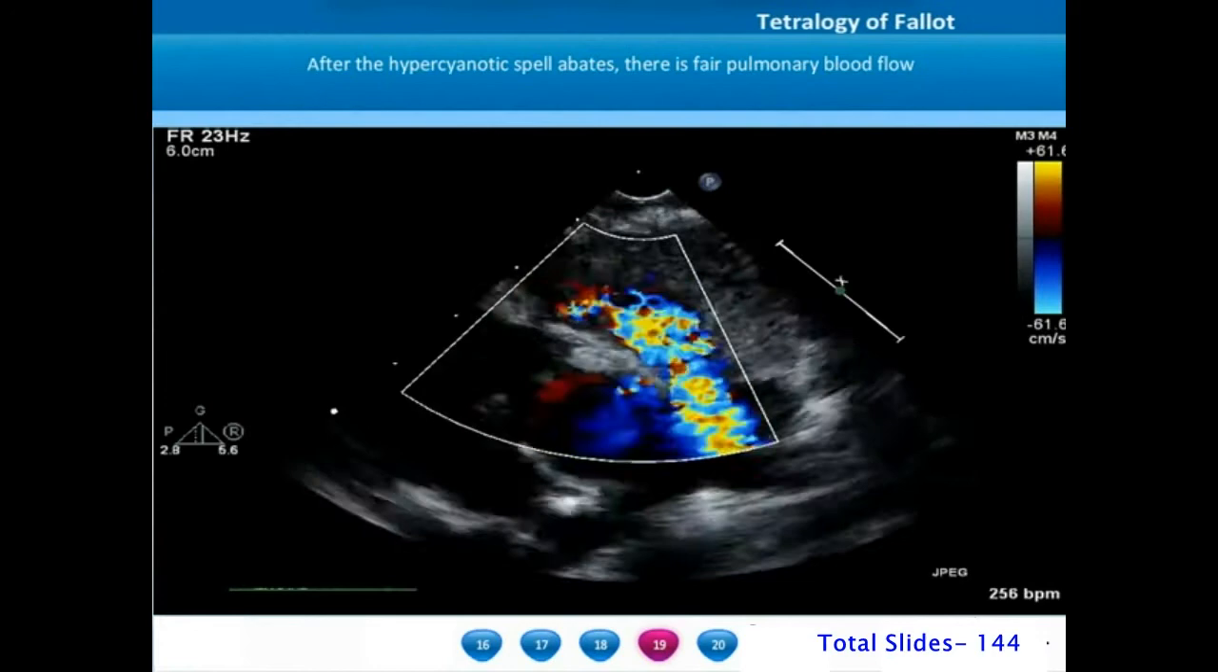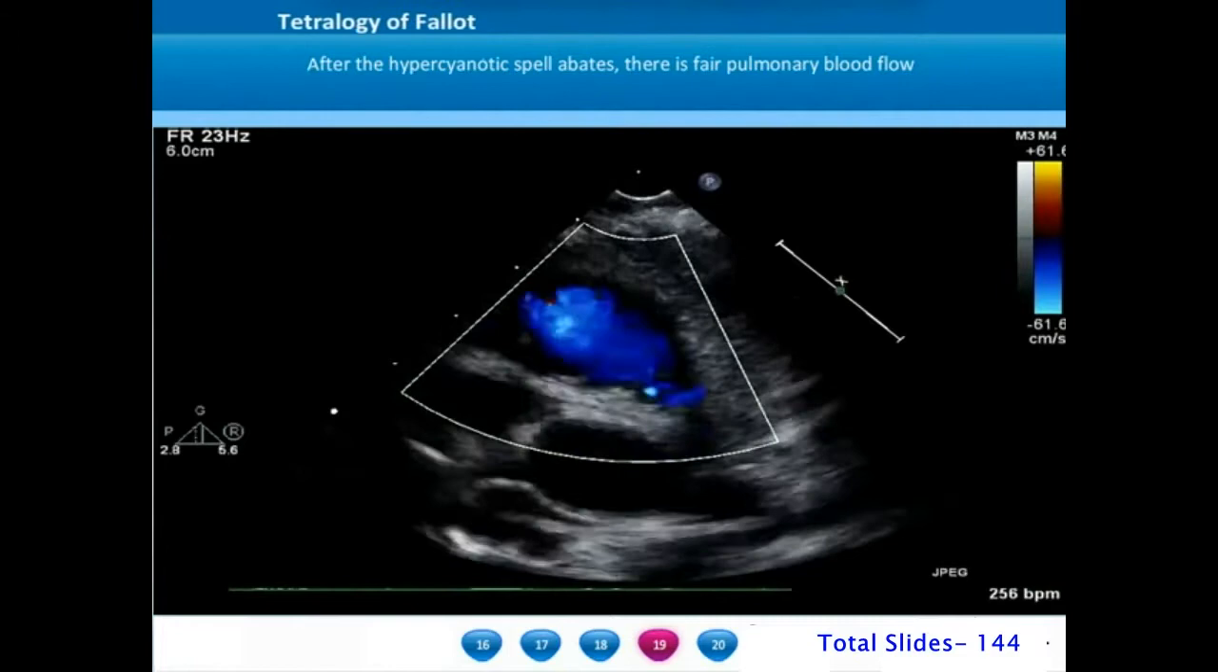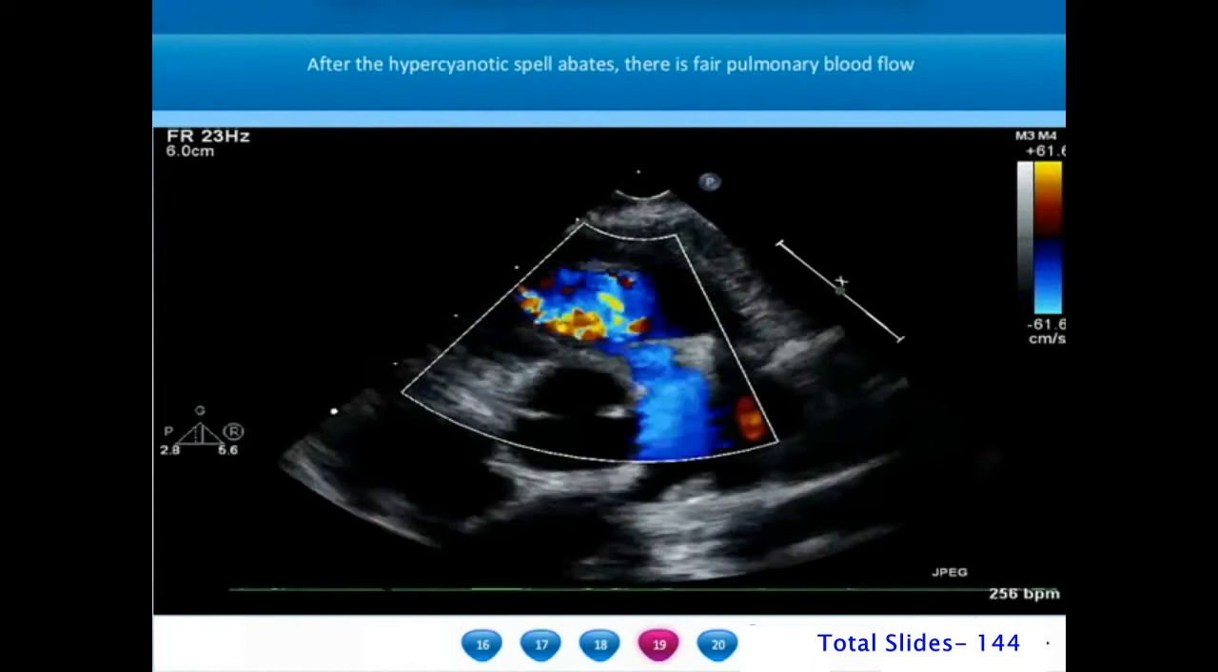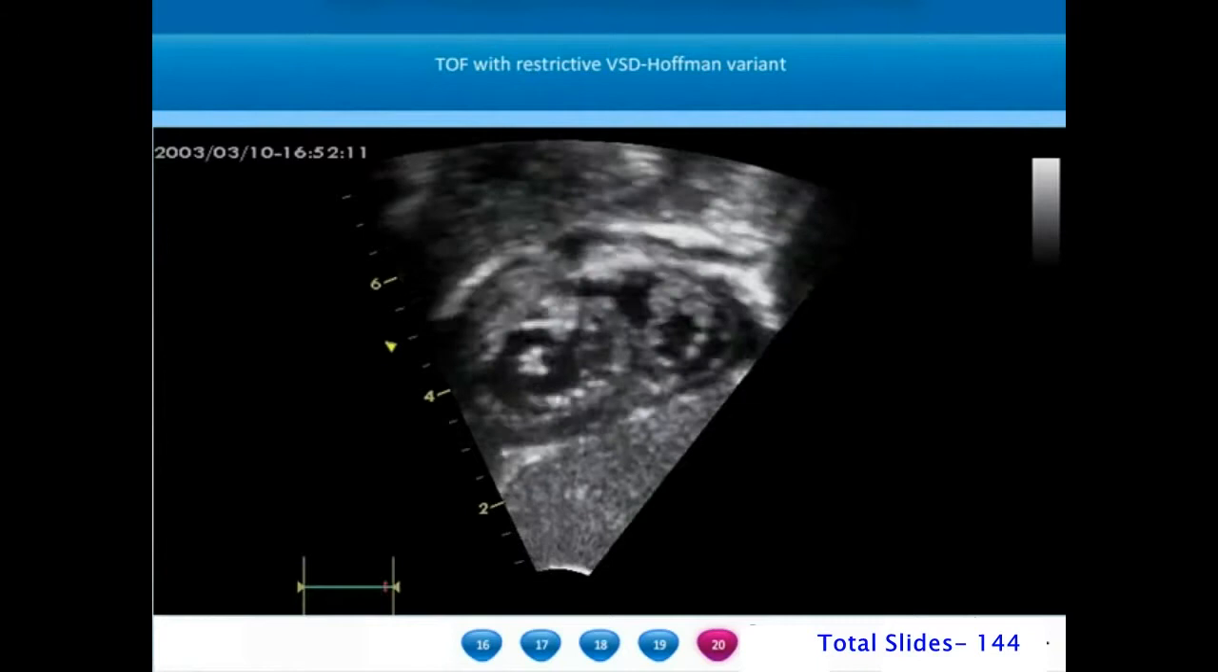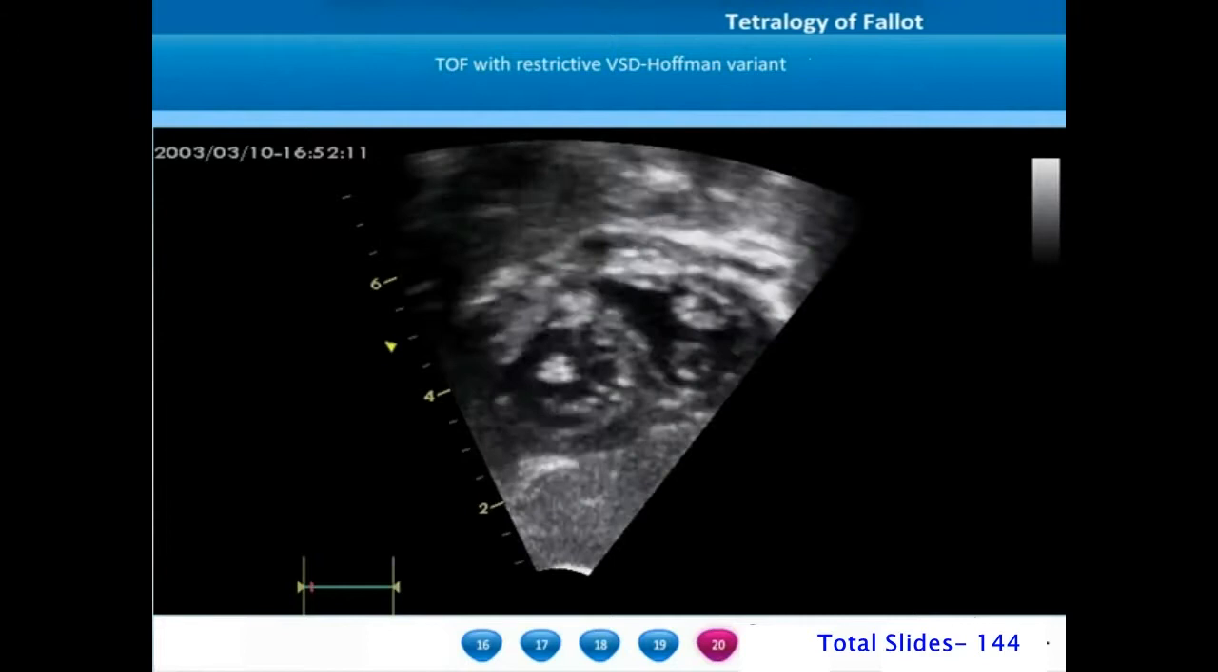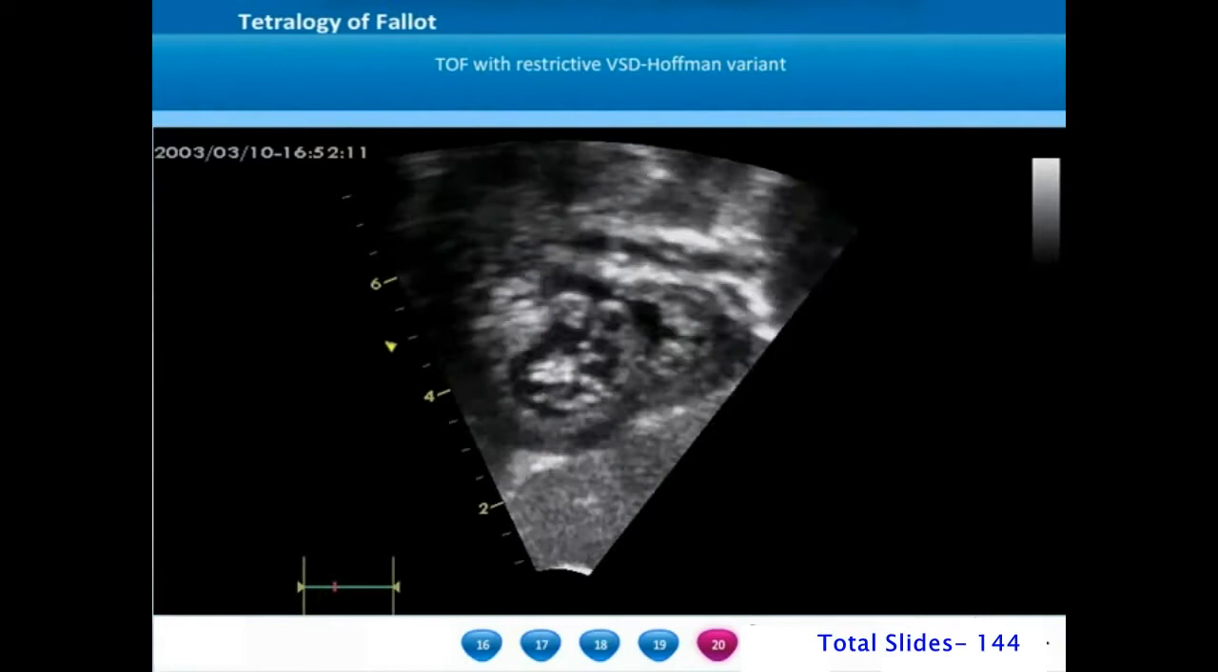After relief of the hypercyanotic attack, we can notice that there is a good antegrade pulmonary blood flow through this right ventricular outflow tract. While most of the patients with tetralogy of Fallot are associated with large non-restrictive ventricular septal defects, thereby making the right ventricular pressure equal to the aortic systolic pressure, in a small minority of the patients, the ventricular septal defect can be restrictive.